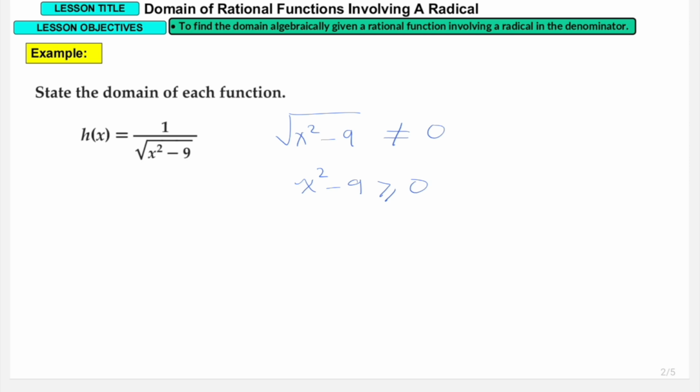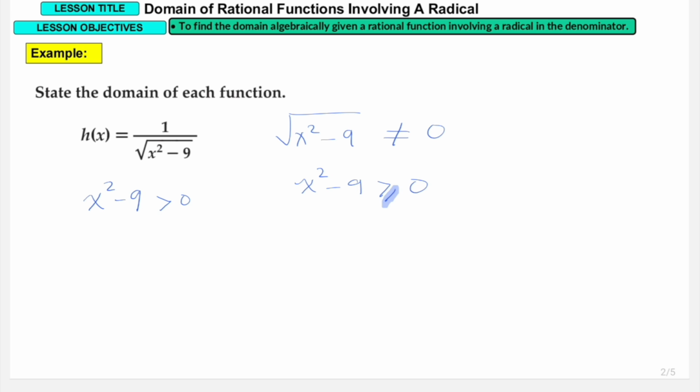Again, in the rational function, for the numerator, it doesn't matter, it can be anything, but for the denominator, it can be anything but not equal to 0. And for the radical, it can be only greater than or equal to 0. So if I exclude the equal sign with 0, then I will get the domain of this rational function, x squared minus 9 greater than 0. So whenever I have a radical in the denominator, I just exclude the 0. So it's not equal to 0, just greater than 0.